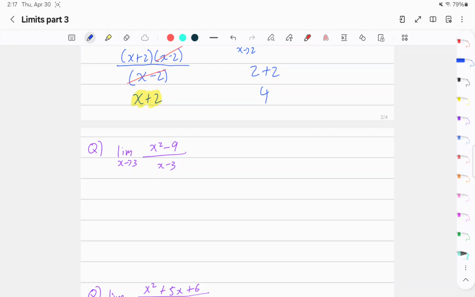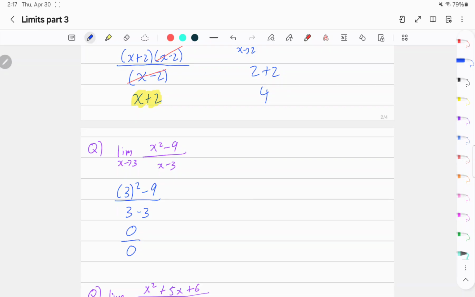Let's see one more thing. The ideology is the same as above. I'll take this really quick. If I look at this question, I plug in 3 first of all. 3 squared minus 9, 3 minus 3. Eventually when I see this, I automatically know it's going to be 0 over 0. So I write 0 over 0. This is an indeterminate form.